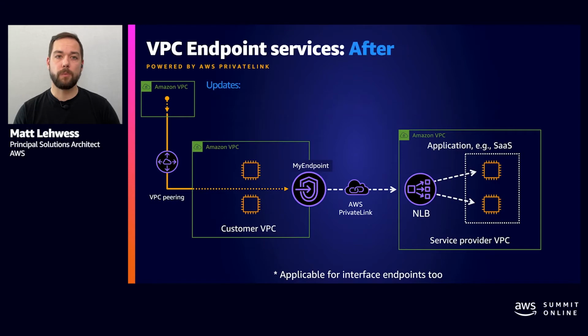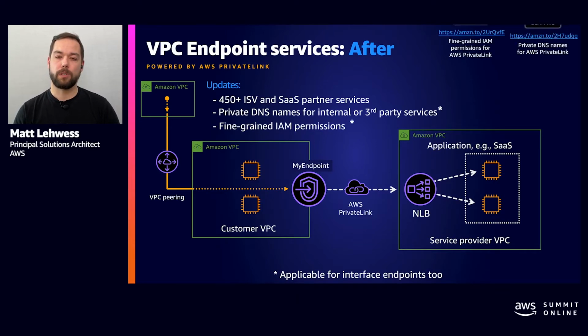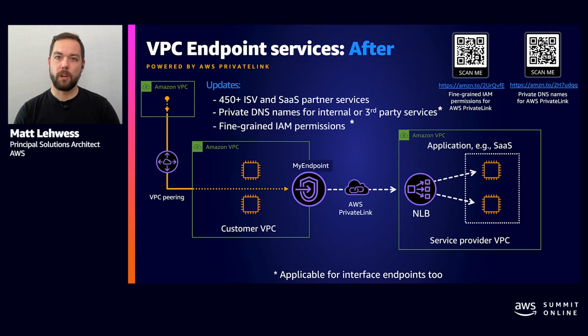Now, some of the updates we did, we now have over 450 partners that offer endpoint services, and you can subscribe to these services. So a huge amount of our partners have built these services. We also have private DNS names and fine-grained IAM permissions as well. A couple of QR codes there in case you're interested in both of those features for private DNS names and private IAM permissions.